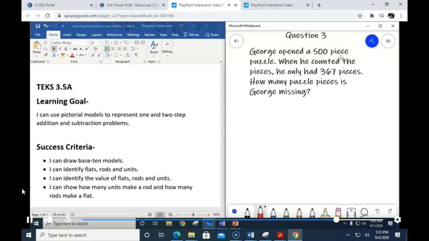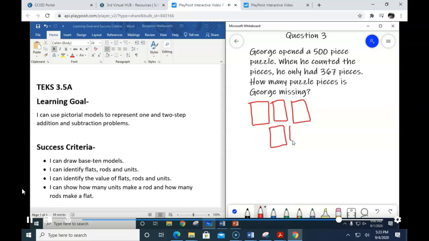So 500 is super duper easy to draw in base 10 form, right? So we've got 5 flats. Man, my drawing is not very pretty on this computer. It doesn't look that good in person either, though. Okay, so this is 500. We don't have any rods. We don't have any units because it's just 500. There's no number in the tens or ones, just zeros, right?